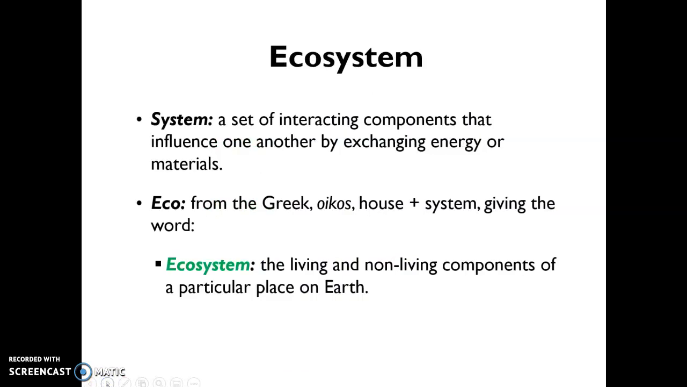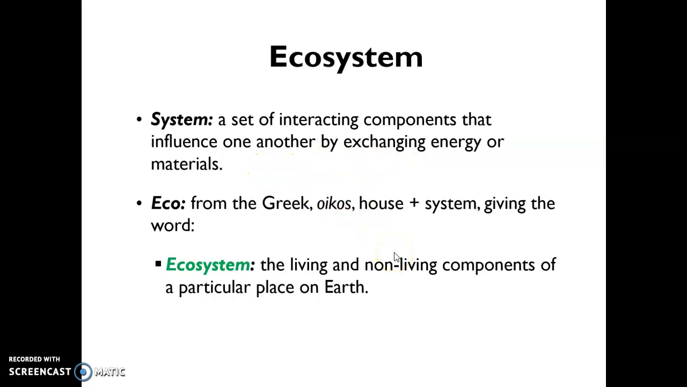This vocabulary term is ecosystem. First let's look at the roots that make up this word. First is system, a set of interacting components that influence one another by exchanging energy or materials. The word eco comes from the Greek word for house. So when you combine eco and system, you get the living and non-living components of a particular place on Earth. It's a really broad term, and the main important part is that living and non-living components are interacting. They are exchanging energy or materials.